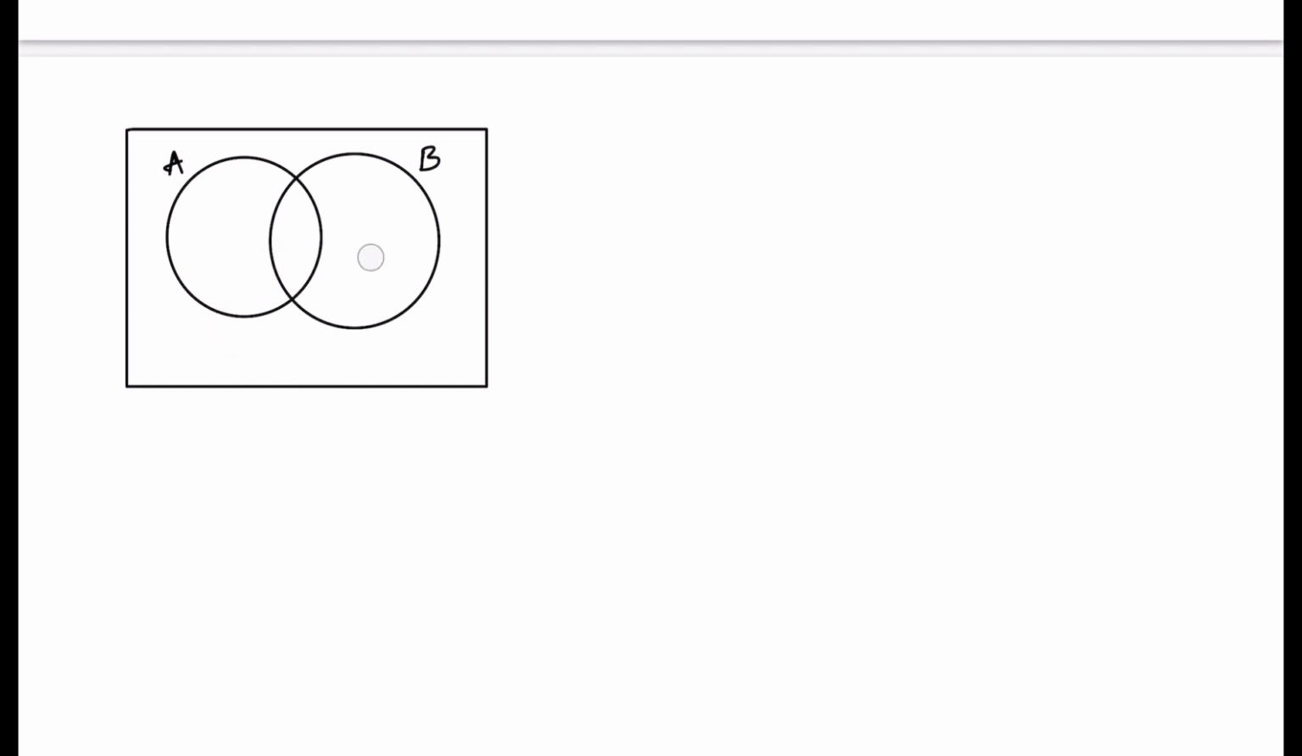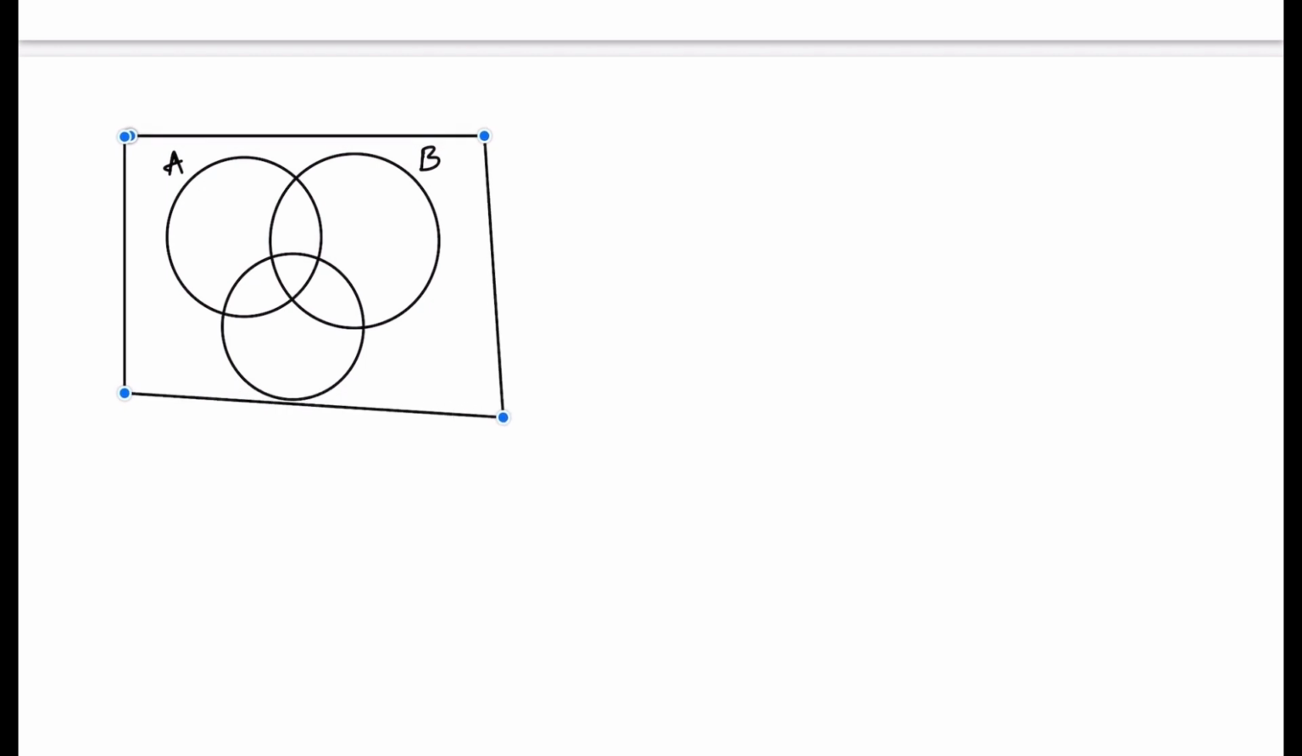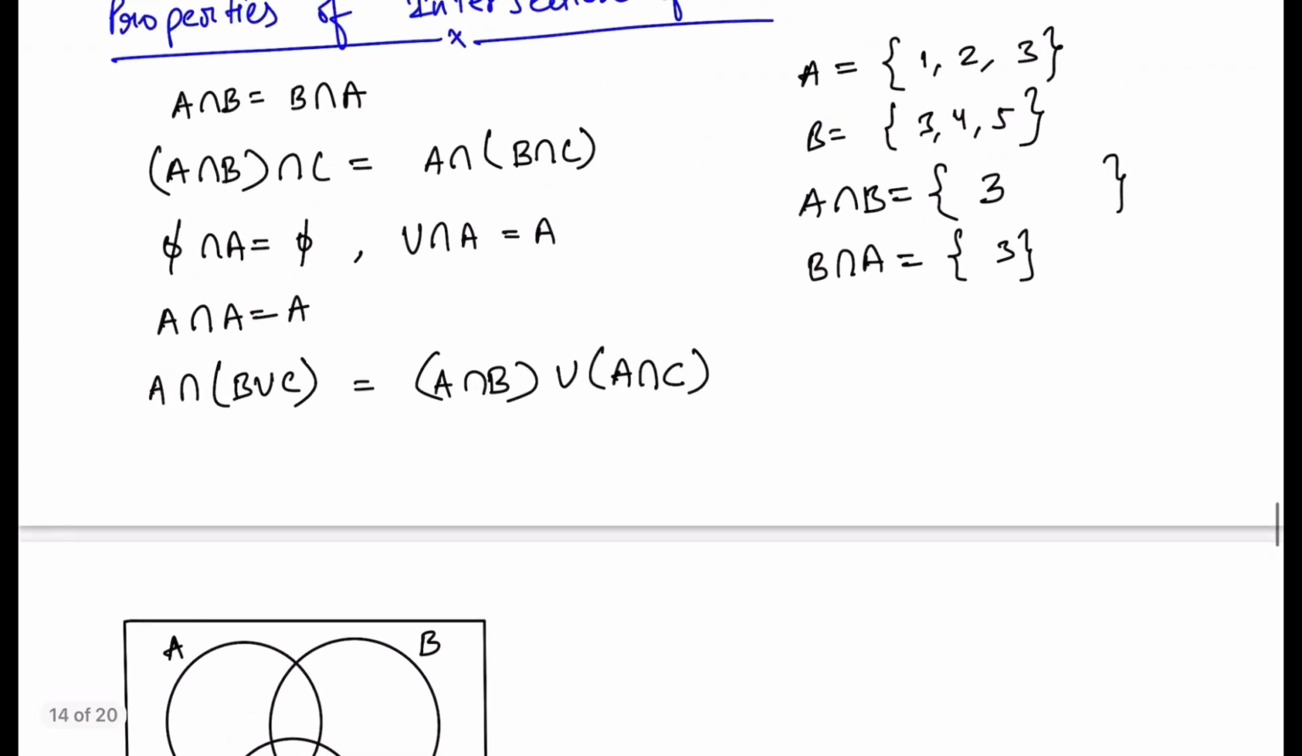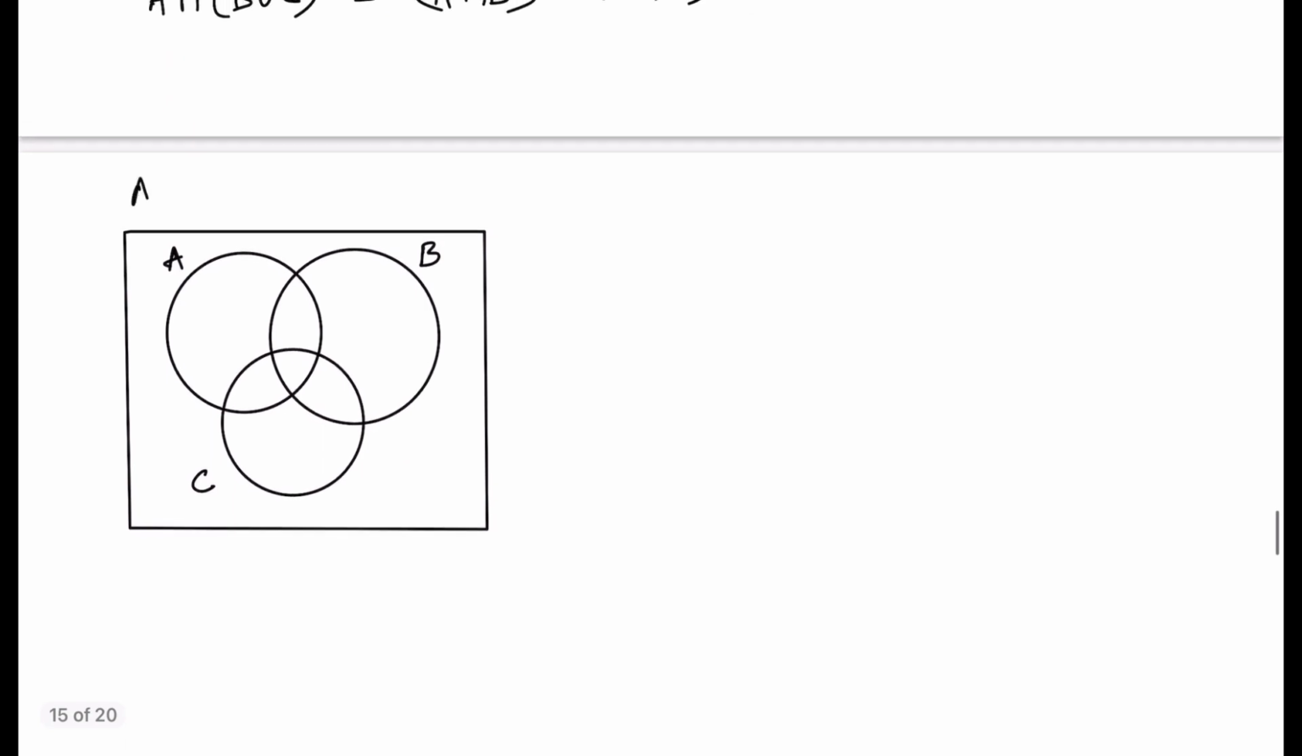By default we'll assume that these 3 sets have some common intersections. Now this is set C. These are the 3 sets A, B and C. First we will prove the left hand side. What is the left hand side? A intersection B intersection C. This is the left hand side.